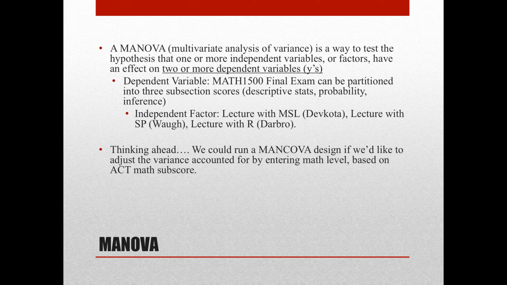Still, our independent factor here is the style of lecture, the type of lecture. And maybe we want to look at the differences across the three components of the final exam with the type of lecture. In this case, it would be a classic MANOVA design. Now, thinking ahead, you can see that maybe we could run a MANCOVA design here if we want to include the covariate ACT math subscore, which I think would be an excellent idea. So it's kind of all coming full circle here with the whole ANOVA. Well, let's look at the next screen.